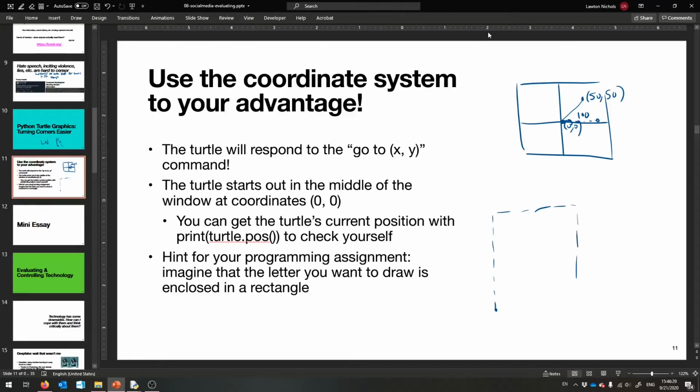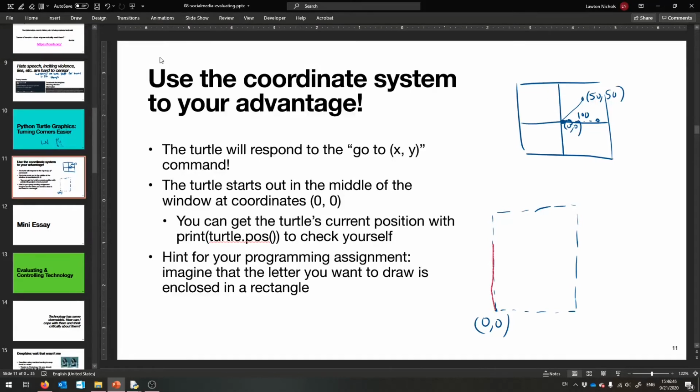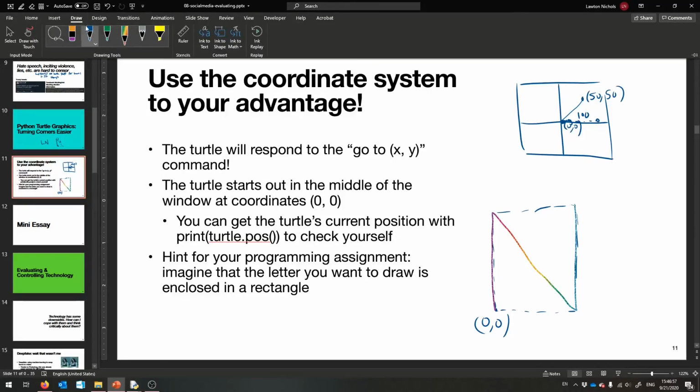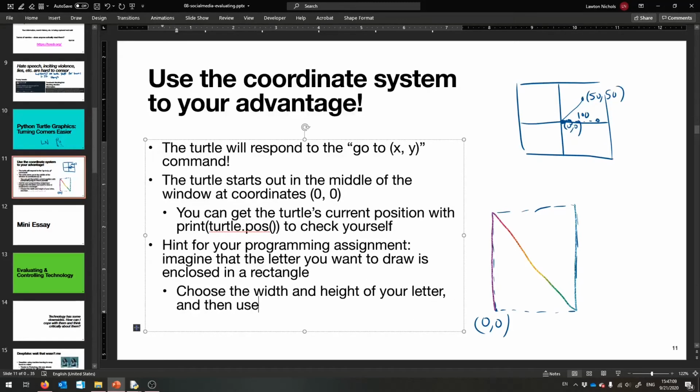that you're drawing it within a rectangle. All right, so you got your current XY coordinate, and let's say that was 0, 0, just to make it easy. But then you get to choose. All right, let me draw my N in, I guess in rainbow, that'll be fun. You get to choose all this stuff. You get to choose the width and the height. Okay, that's the key. There we go, there's my N. So choose the width and the height of your letter, and then use that to calculate coordinates to go to.